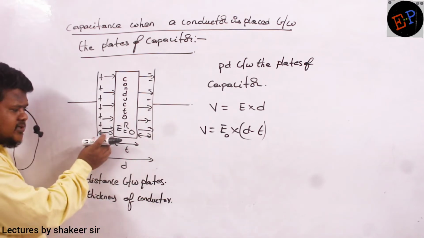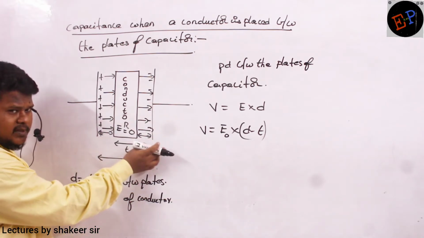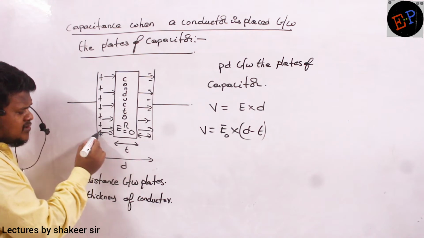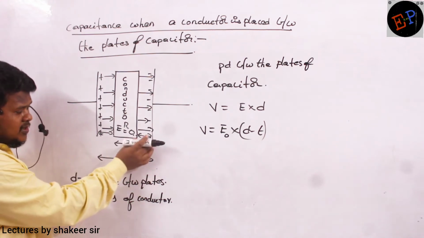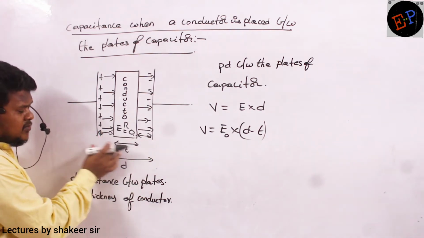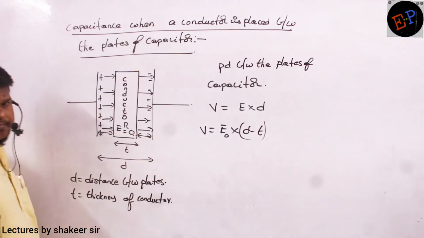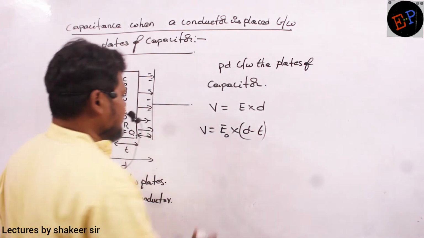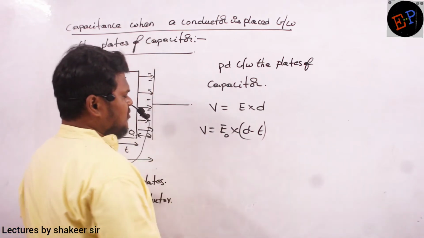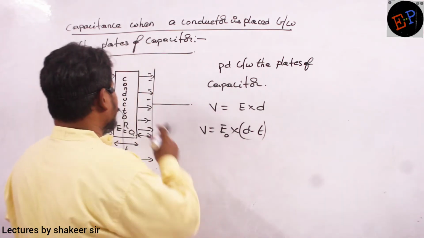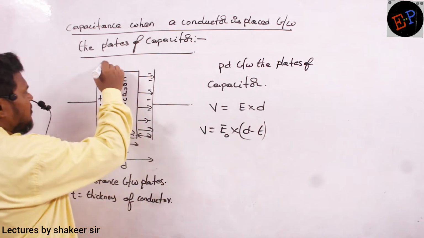I want that region where electric field is present. Electric field is present only in this region and in this region. So how can I add these two? From total distance D, you remove T value. Then I will get the remaining distance. So therefore V is equal to E naught into D minus T. E naught is the field which is present between the plates of the capacitor.